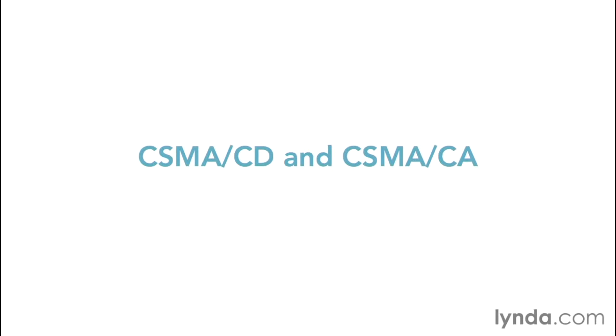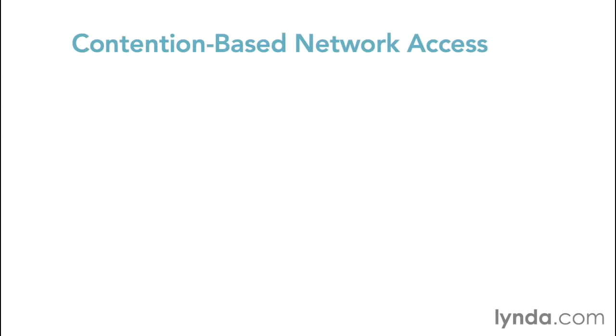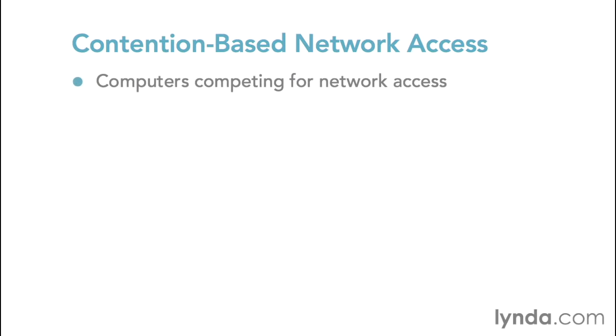Next, we want to address two common ways that nodes or computers use to access the network directly. In other words, to be able to get onto the network, not necessarily to get resources, but to actually access the physical network itself. The two ways we're going to look at are both contention-based network access methods, which were briefly mentioned in a previous video. Basically, in a contention-based network access method, the computers compete for network access. There are two types of contention-based access that are commonly used in modern networks.